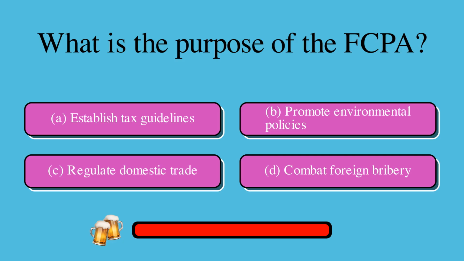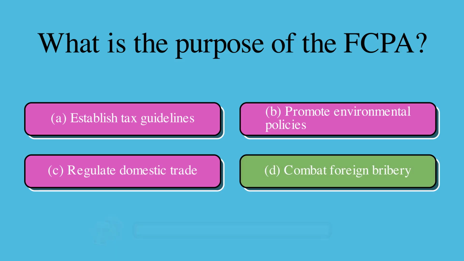What is the purpose of the FCPA? Is it A, establish tax guidelines, B, promote environmental policies, C, regulate domestic trade, or D, combat foreign bribery? The correct answer is D, combat foreign bribery.